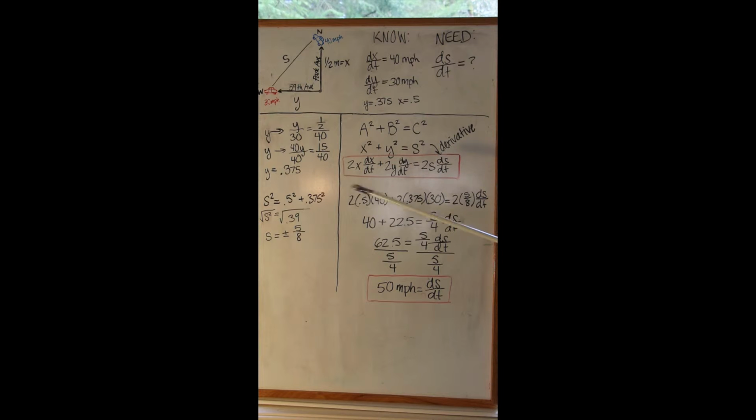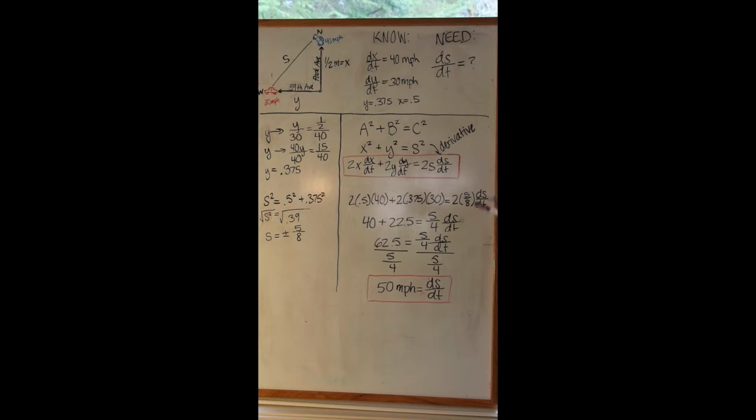So once we knew that, we used the Pythagorean theorem, and instead of using a, b, and c, we used x, y, and s. And we found the derivative of this so we could find the rate of change of s, the distance between the two cars. So we came out with 2x times dx over dt plus 2y times dy over dt equals 2s times ds over dt. So we have all the values except for s and ds over dt.